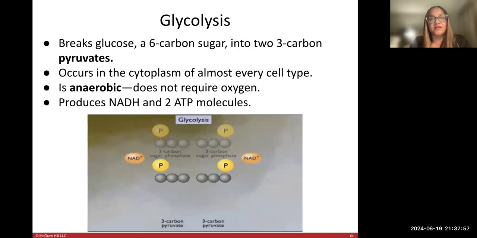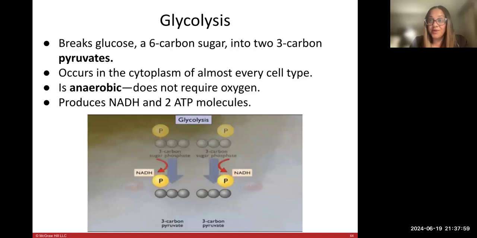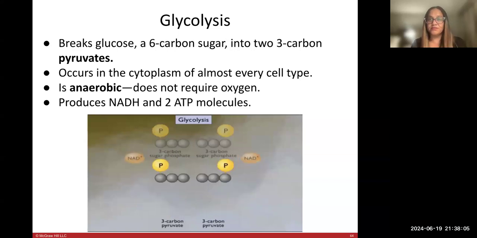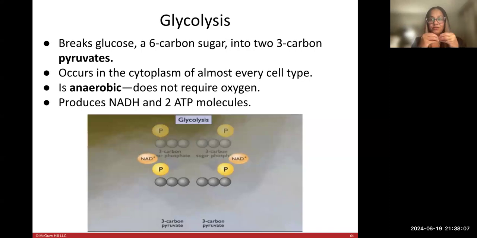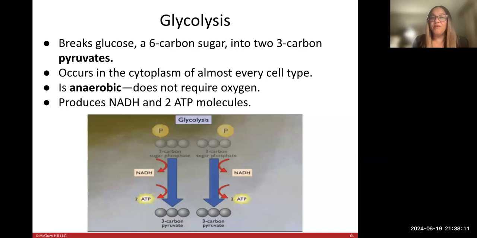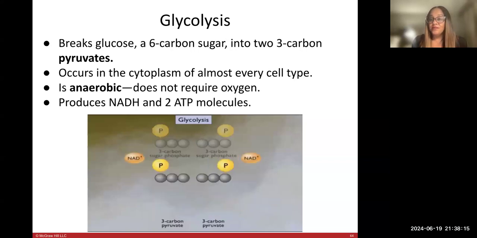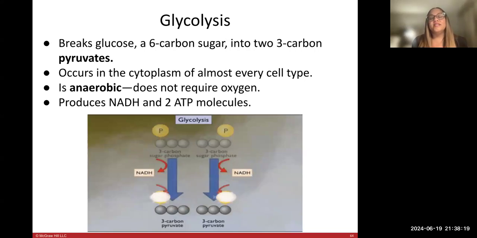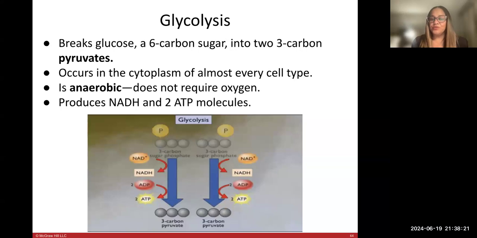the processes. So glycolysis, the breakdown of sugar, breaks glucose into two 3-carbon pyruvates. Glucose is a 6-carbon sugar, so just break it in half into 3. This occurs in the cytoplasm of almost every cell type. This process is anaerobic, which means it does not require oxygen. And NADH and 2 ATP molecules are also produced.